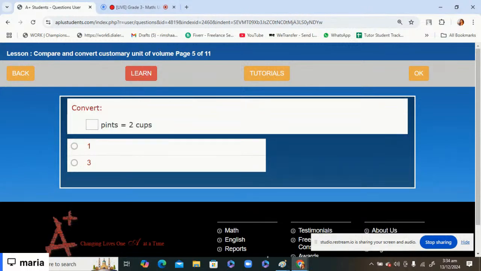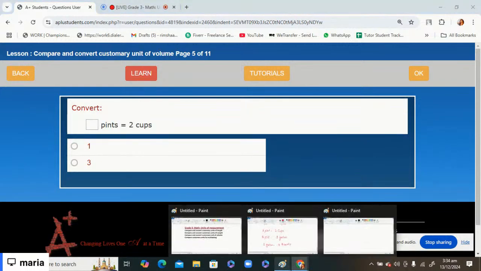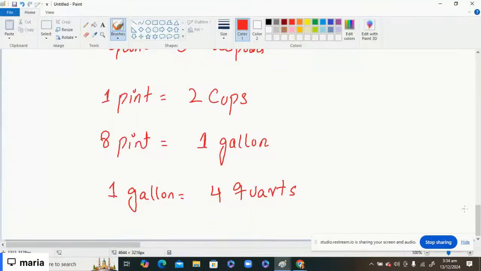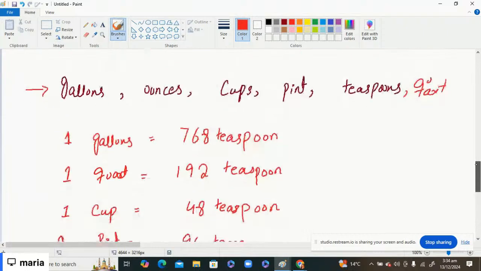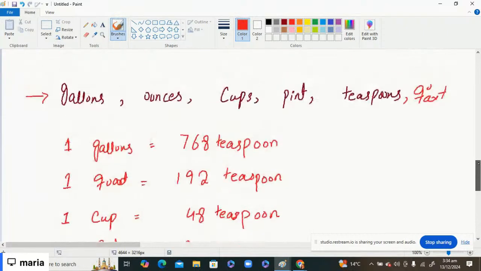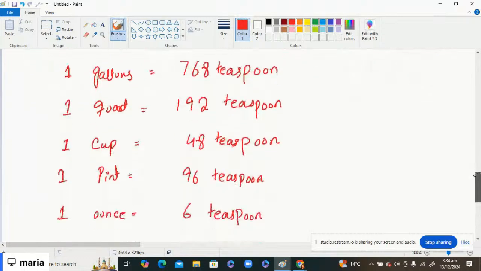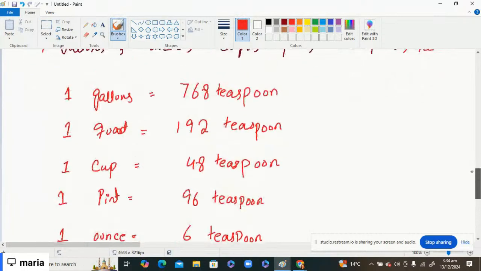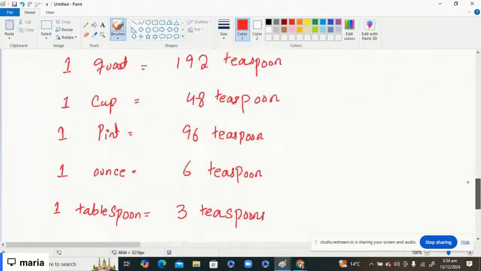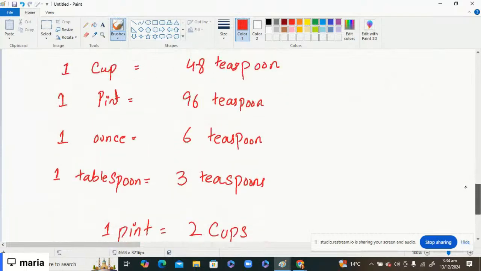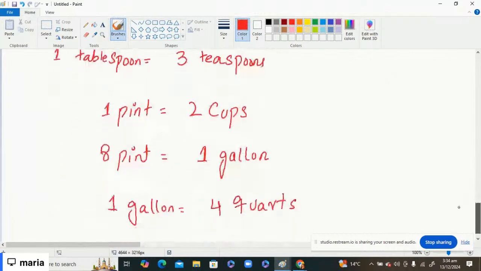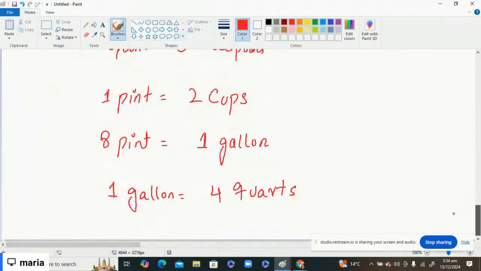Hope you guys understand this lesson as well. So today we discuss the customary units of volume. The volume can be measured as gallon, ounces, cups, pints, teaspoon, and quarts. This is basically the 1 gallon, 1 quart, 1 cup, 1 pint, 1 ounce, 1 tablespoon. These are equal to how many teaspoons. We write it down as well.